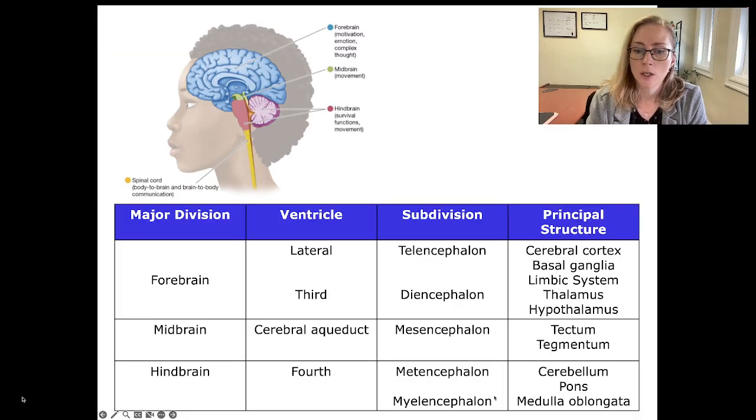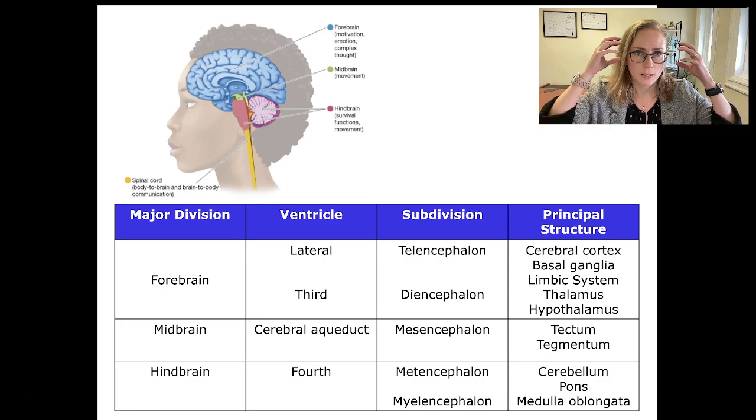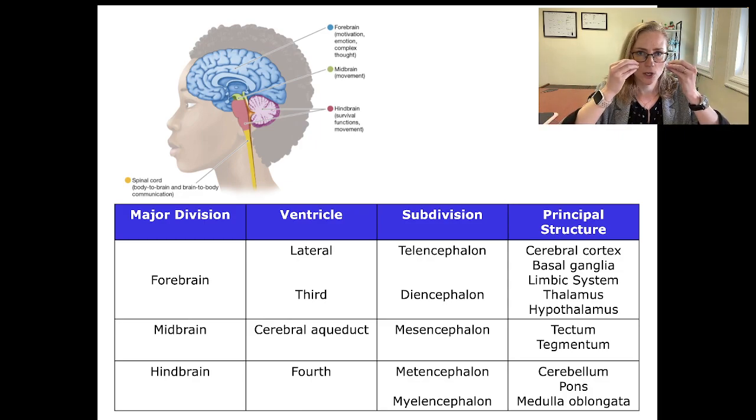All right, so as I mentioned before, the subdivisions you don't need to know. Telencephalon, diencephalon, all of that. I do want you to know the major forebrain structures, and we did talk about ventricles. So the lateral ventricle is on the side of the brain. The cerebrospinal fluid flows into the third ventricle, and from the third via the cerebral aqueduct, which you can actually see here on the sides.